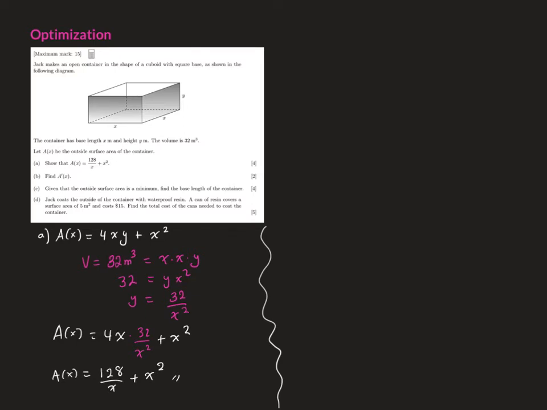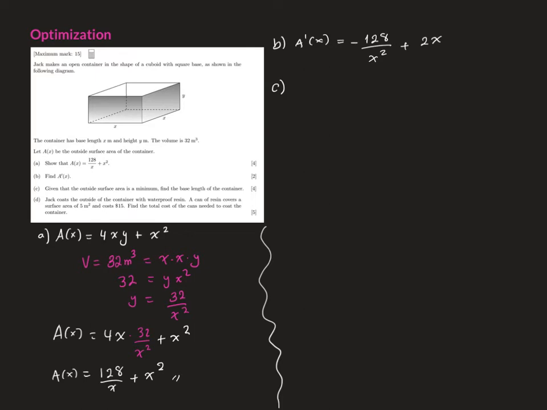Now B was find the derivative of A. So B is A dash of x, and the derivative of that with respect to x is minus 128 over x squared plus 2x. For C, we need to find the base length of the container given that the outside surface area is a minimum.